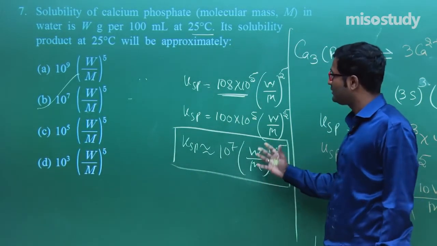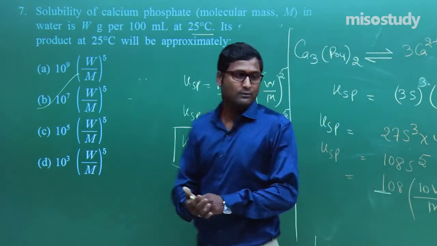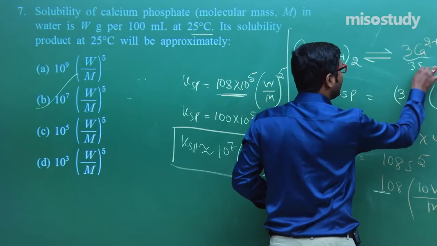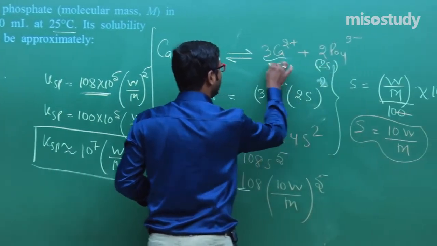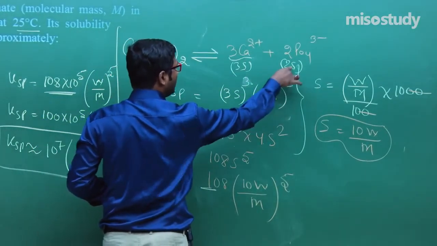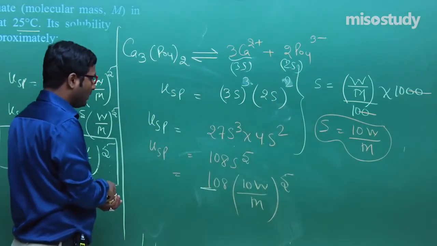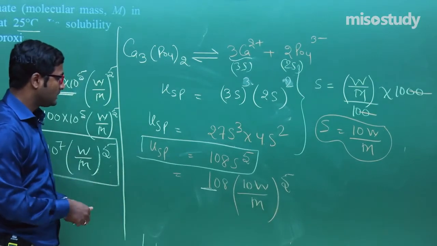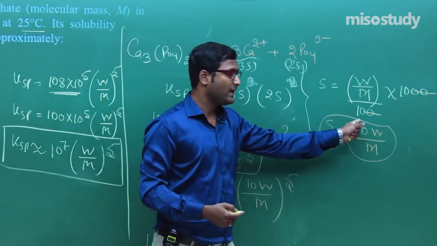If you have any doubt, you can easily approach me. I am giving you a few seconds. Check it out. What I have done, Ksp is equal to, this one is 3s, this one is 2s. Clear to you? 3s to the power 3, 2s to the power 2. Now what will happen? 108 s to the power 5. Put this value. Solubility is equal to n by v here.